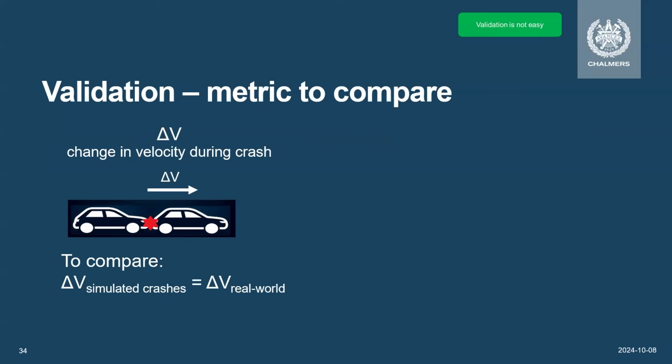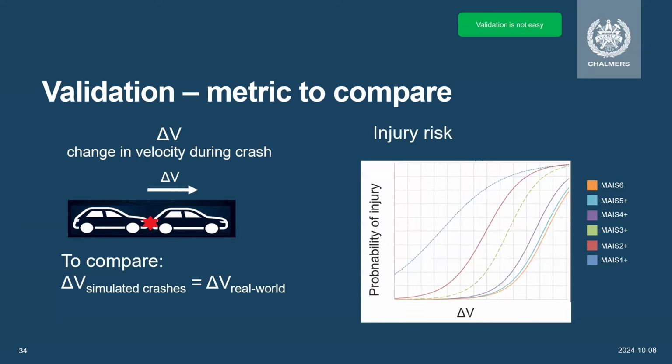You want to compare the distributions of delta V with the simulated crashes versus the real world. And then we also looked at injury risk. I won't go into details here. Here you have some injury risk curves that are just transforms from the delta V, depending on what level of risk you want to look at. MAIS 6 is the highest risk, while 1 is the lowest risk. So 1 could be a broken thumb or a broken bone, while 6 could be fatalities.